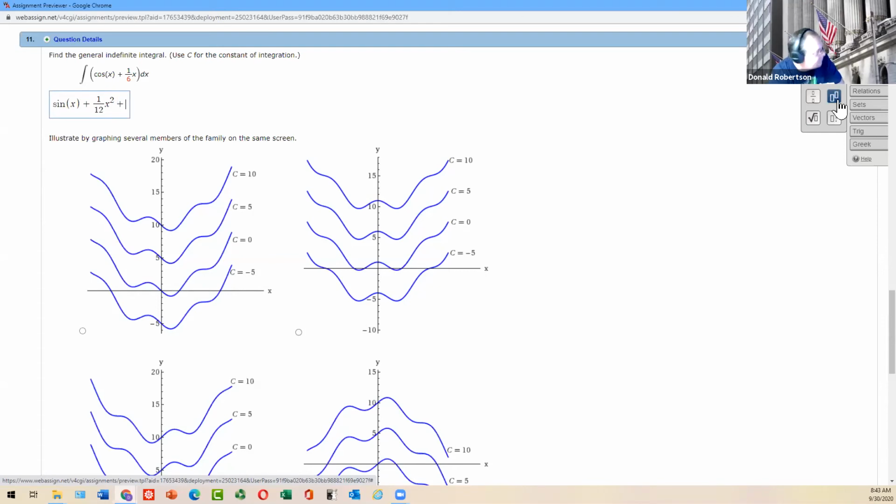And I believe you can say plus C, but let me just double check that there isn't a plus C in the list. Okay, I am happy. You should just be able to say plus C, right?